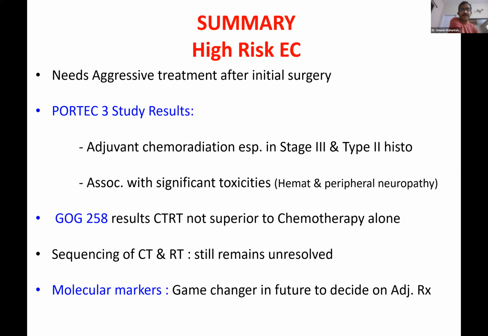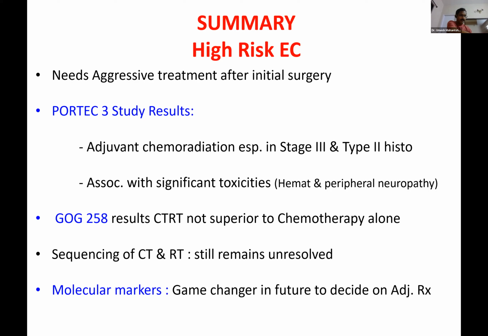Considering GOG 258, CTRT is not superior to chemotherapy alone. However, the world is still divided as to which patients should receive chemo alone versus chemoradiation, because of these high risk features of the local as well as pelvic recurrences, and a modest improvement in the systemic relapses. What still remains unanswered or unresolved is the sequencing of chemoradiation. And last but not the least, according to me, apart from this staging, the molecular markers are going to be game changers in future to decide on adjuvant treatment.